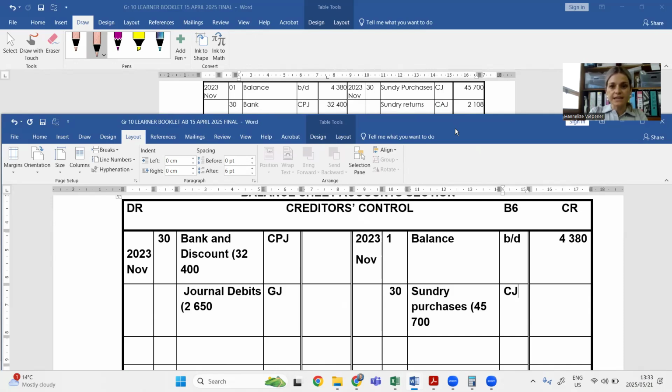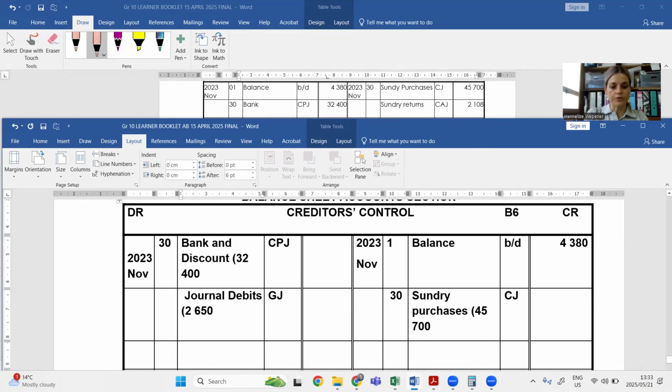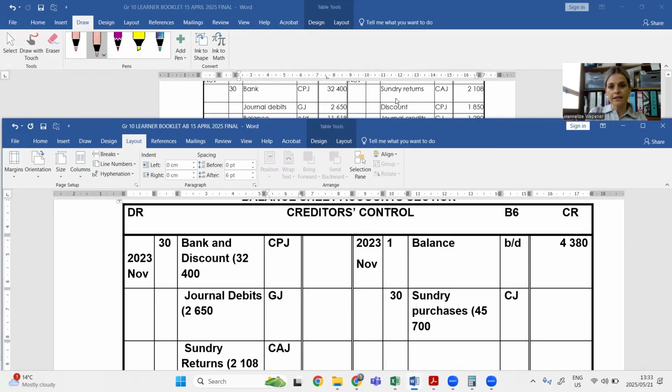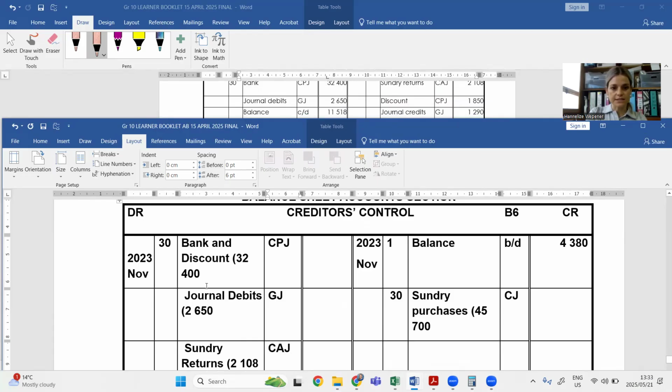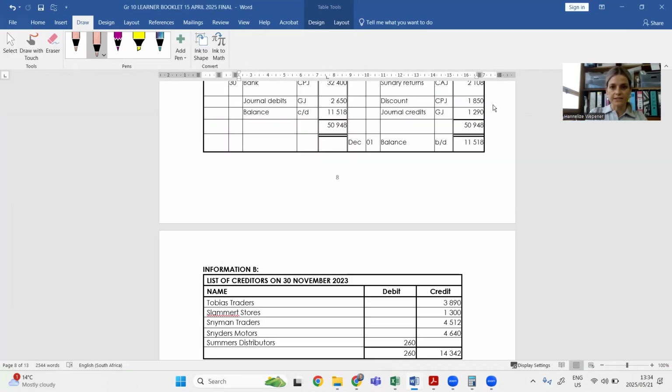Then sundry returns means that I now owe them less. So sundry returns, 2,108 in the CAJ. And then discount. See, your discount received must be added to your bank here in the CPJ. And then we also had some journal credits. And that is 1,290 in the GJ. Right, so that's our starting point.